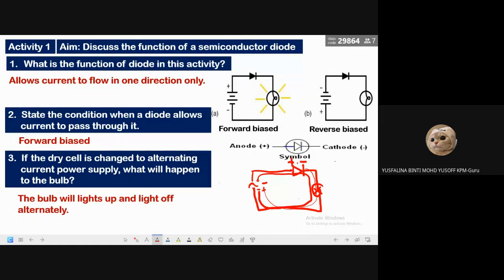Of course we don't want our home lights to be sometimes on, sometimes off. That will happen if you change it to alternating current. So we don't want that. We have a solution to that.